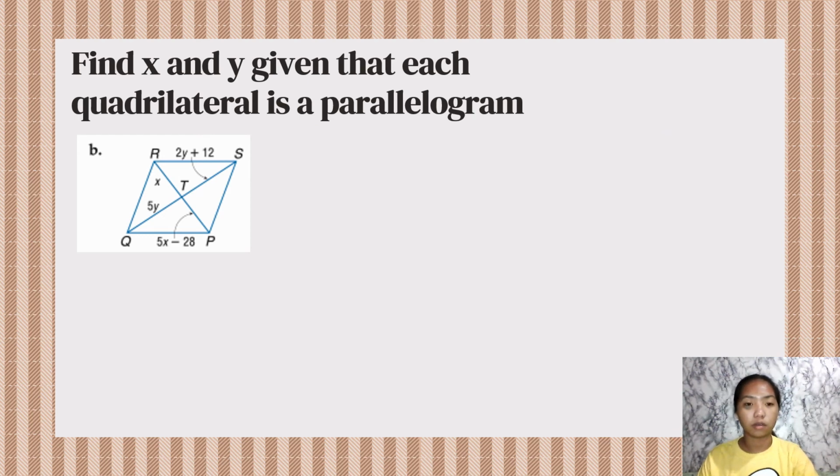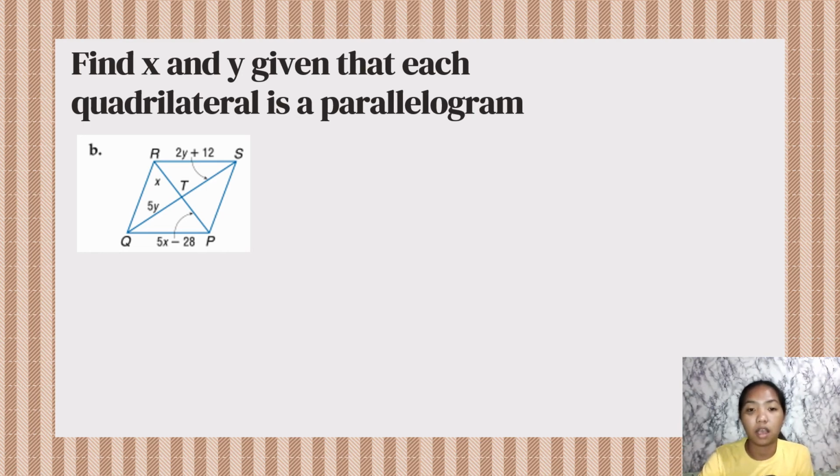Next problem, we will still need to find the values of x and y, but here the given expressions represent our diagonals. So we have the measure of line segment QT is 5y, our line segment TS is equal to 2y plus 12, our line segment RT is equal to x, and our line segment TP is equal to 5x minus 28. Remember that diagonals bisect each other.